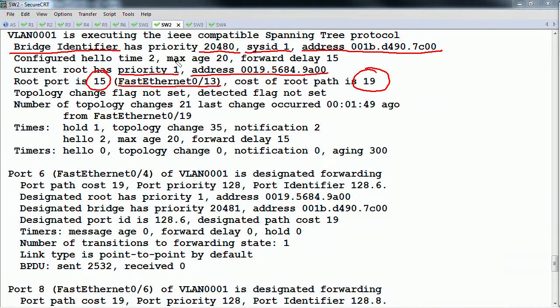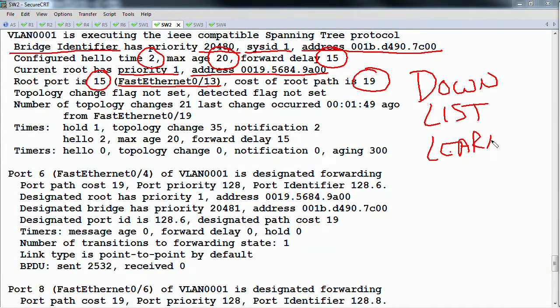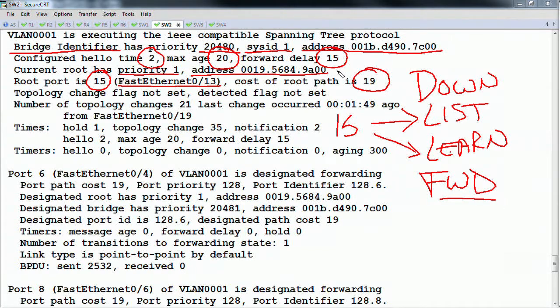Then we see the timers that the root bridge has configured. By default, it has a hello time of 2, a maximum age of 20, and a forwarding delay of 15, which means that when we move between the different states of spanning tree, like going from down to listening to learning, and then ultimately to forwarding, it's going to take 15 seconds to be in the listening state. It's going to take an additional 15 seconds in the learning state. So if I were to shut down an interface and then bring it up, it's going to take 30 seconds before it can actually start to forward traffic. And this is based on the default timers.